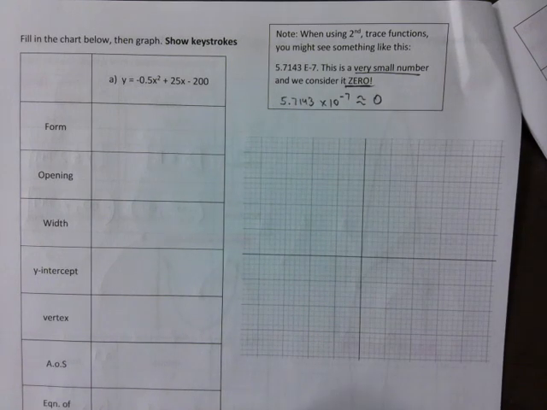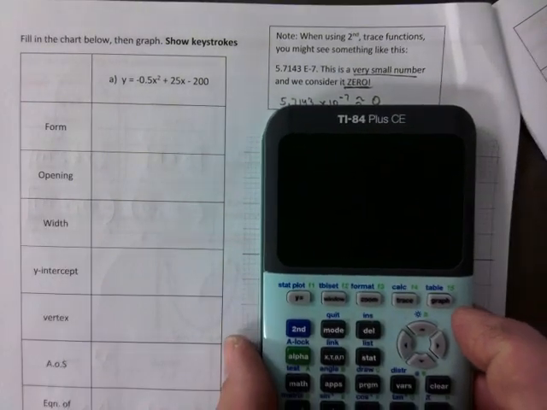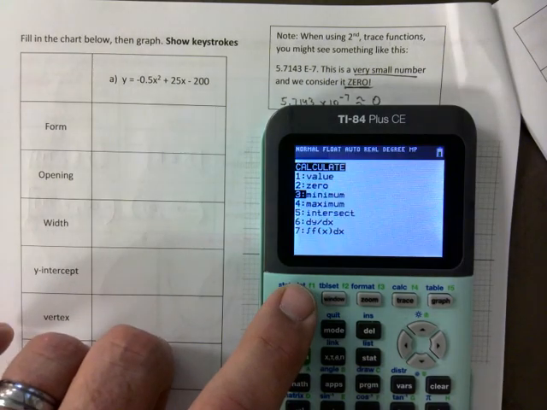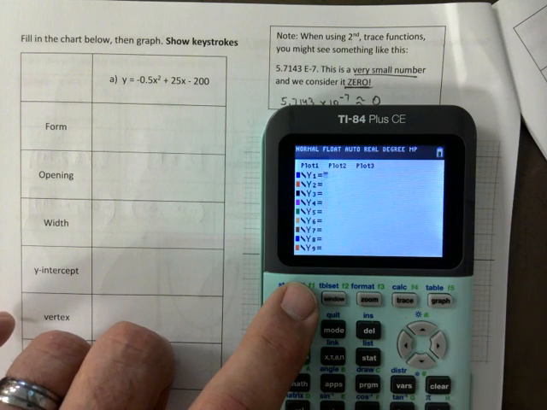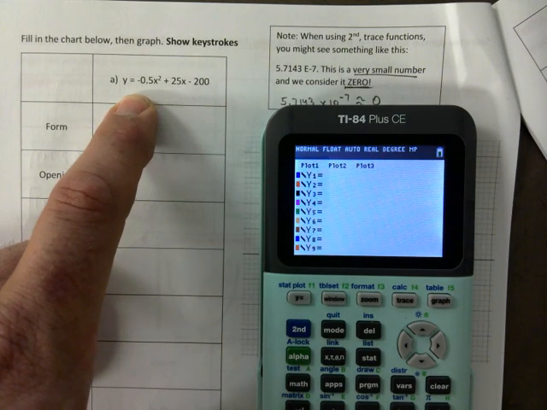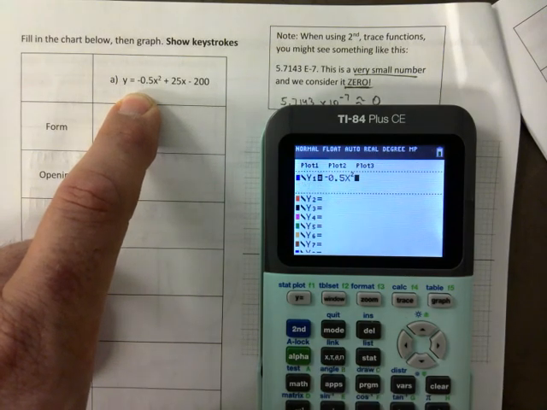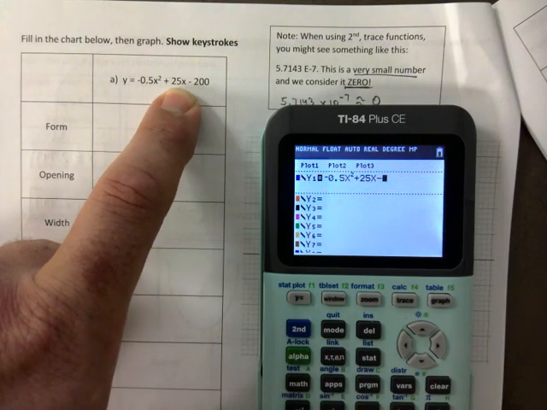Okay, so let's enter this into our calculator. Let's go to y equals, clear that thing, and enter. It's in general form, right? Sure. Whatever you say, Mr. Dirksen. How do you know? No brackets. Oh, okay.